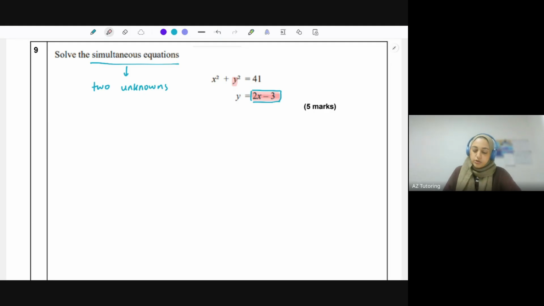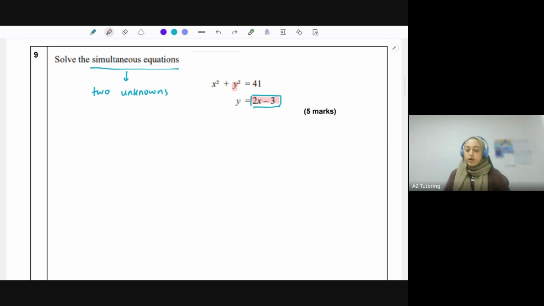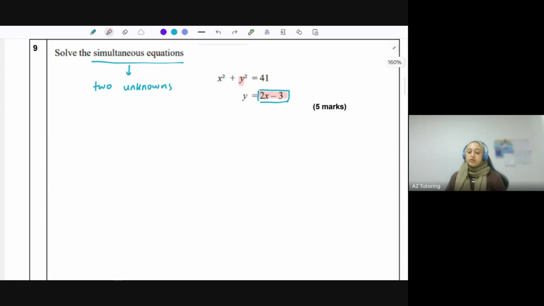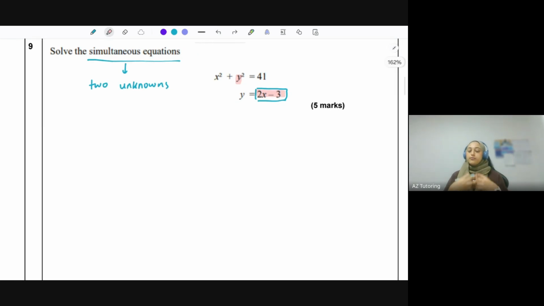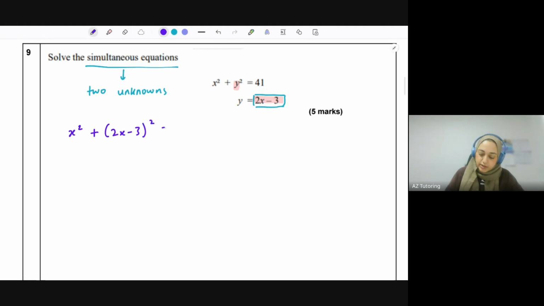And the reason why we can do that is because y equals 2x minus 3. So if y equals that, I can just plug it straight into the top one, and you'll see why I do this. So I'm substituting this into the top. So I get x squared plus y squared, which is 2x minus 3 squared, and that equals 41. Now you can see clearly the reason why I've done that is now I've got an equation which just has x. There's no y's, so I can solve that.